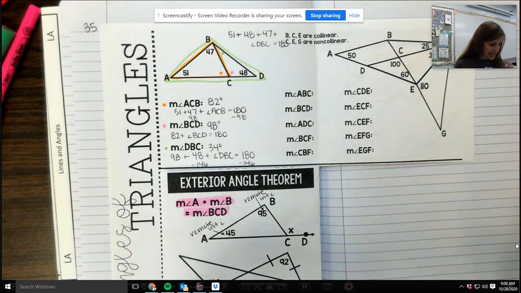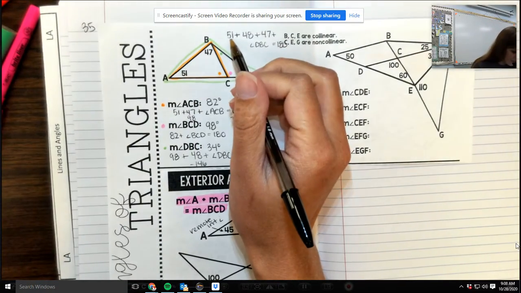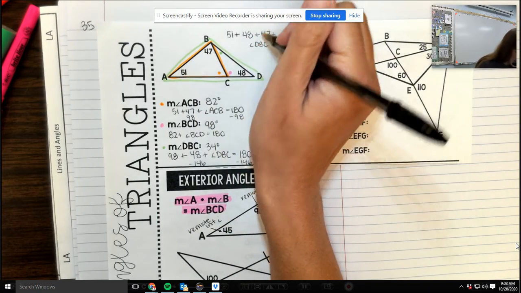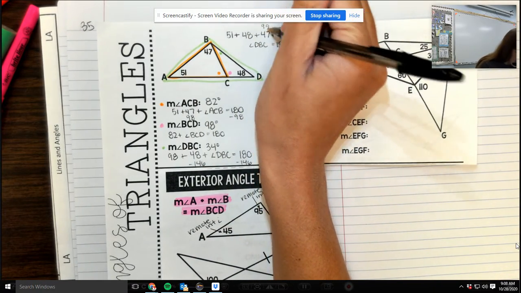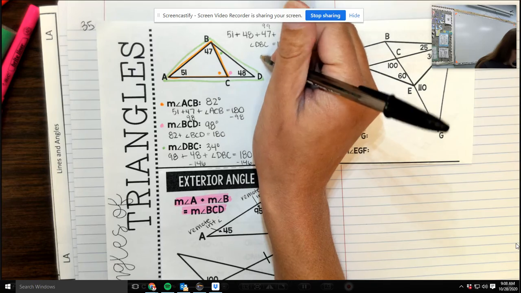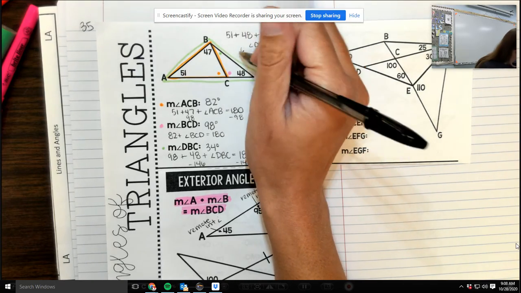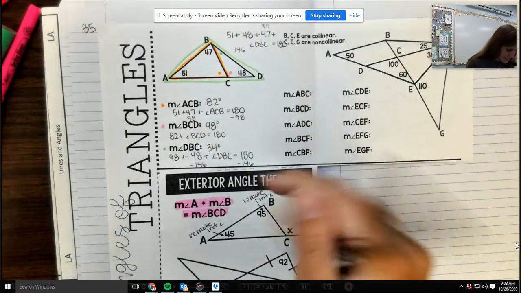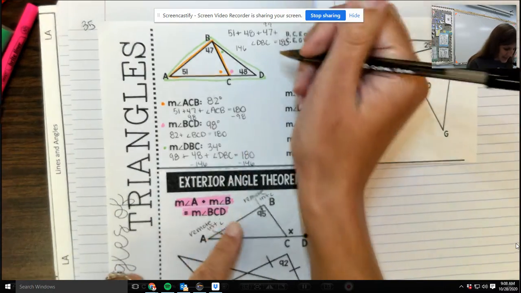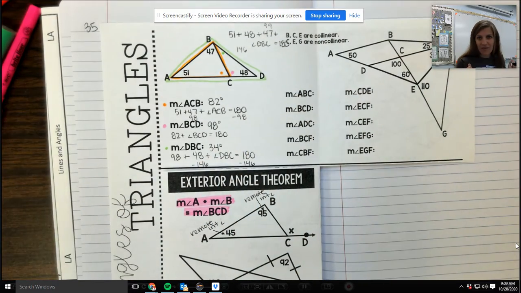And let's just see if we get the same thing. So 51 and 48 is 99. Plus 47 will be, let's see, 6 carry the 1, 146. And if I subtract that, that's the same thing. So 34. Love it. Cool.